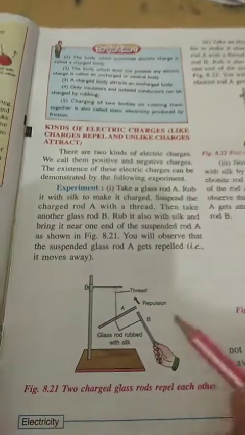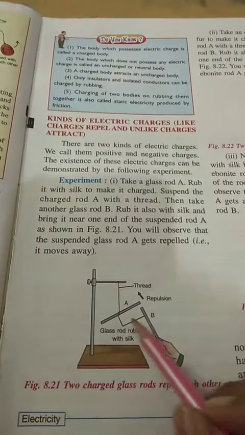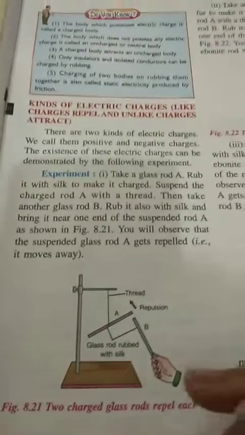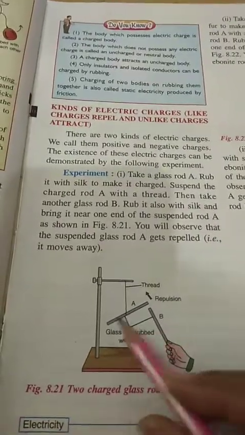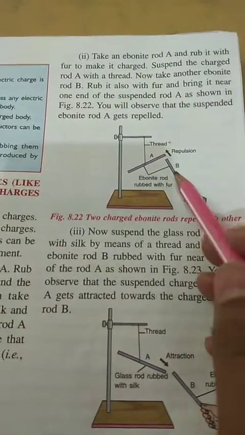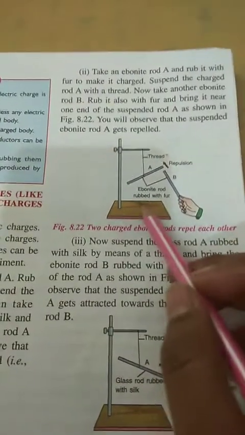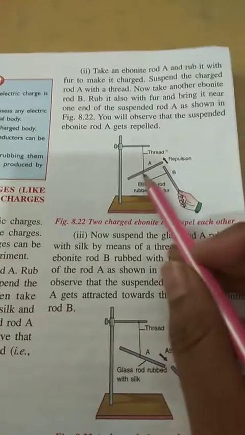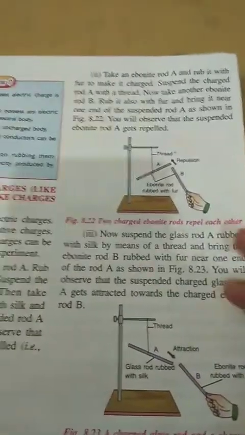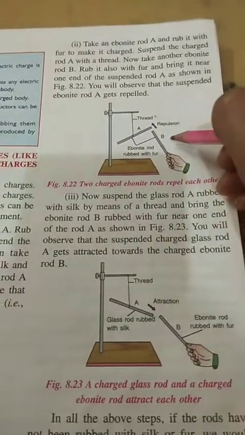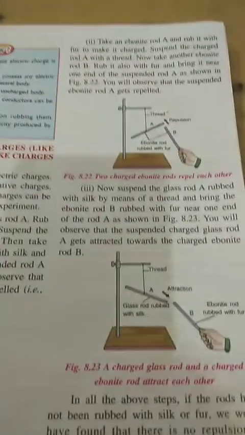What we have seen is that when A and B are brought closer to each other, they start repelling each other because they both are filled with similar charges. In the same way, ebonite rod A and ebonite rod B rubbed with fur or cat skin again repel each other, because again the charges are the same, and that is why they repel each other.